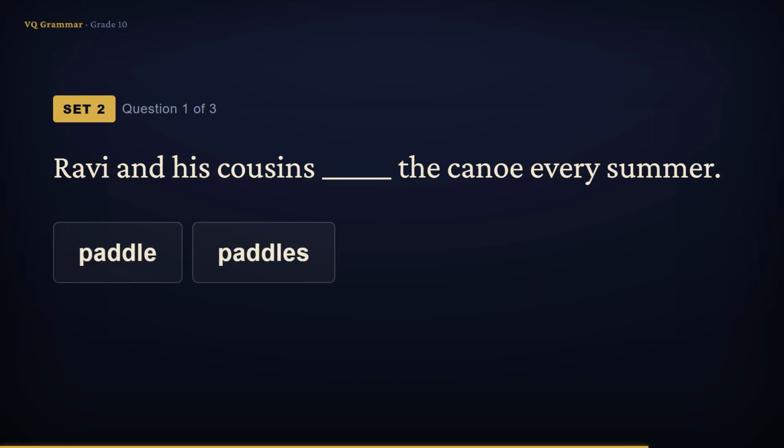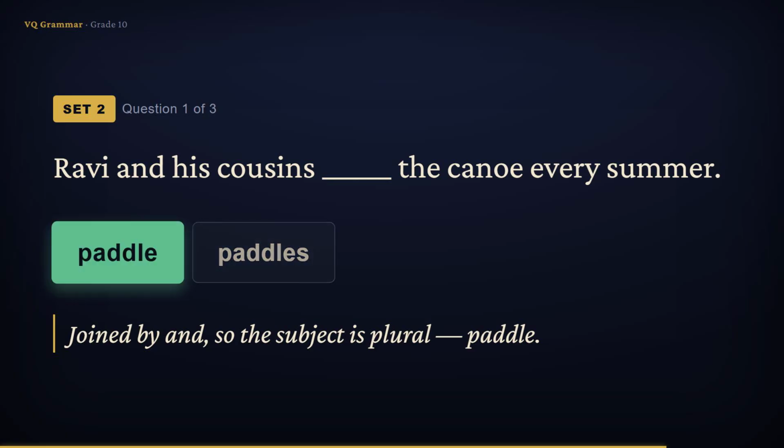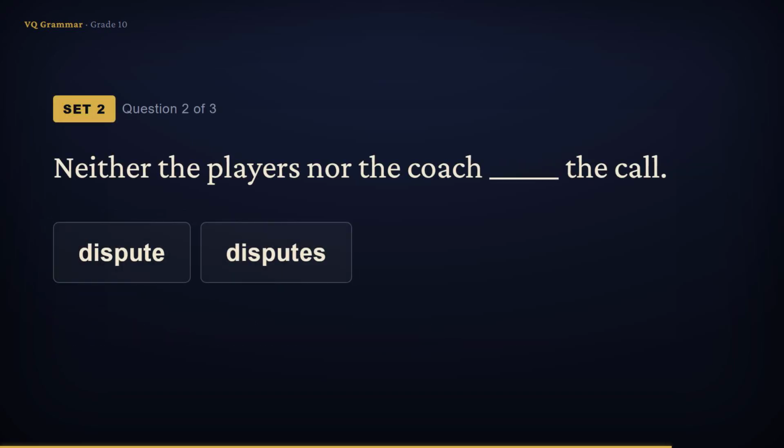Ravi and his cousins blank the canoe every summer. Look at the joiner. It is and, so we are adding Ravi to his cousins. That makes the subject plural, and a plural subject takes the plural verb. The answer is paddle.